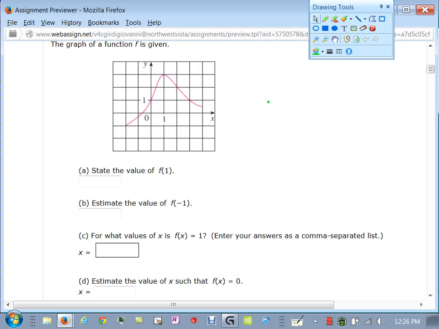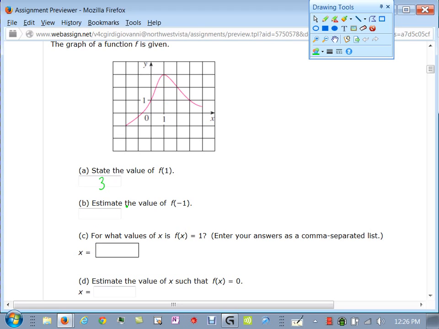All right, the graph of the function is given here. Make sure you pay attention that the origin is that point right there. That's 0, 0. You go out to the right 1, 2, 3, 4, and up 1, 2, 3, 4. It says state the value of f of 1. So I go out to 1, and I look up at the function to figure out what the value is. At x equals 1, I go up 1, 2, 3. So the value here is 3.